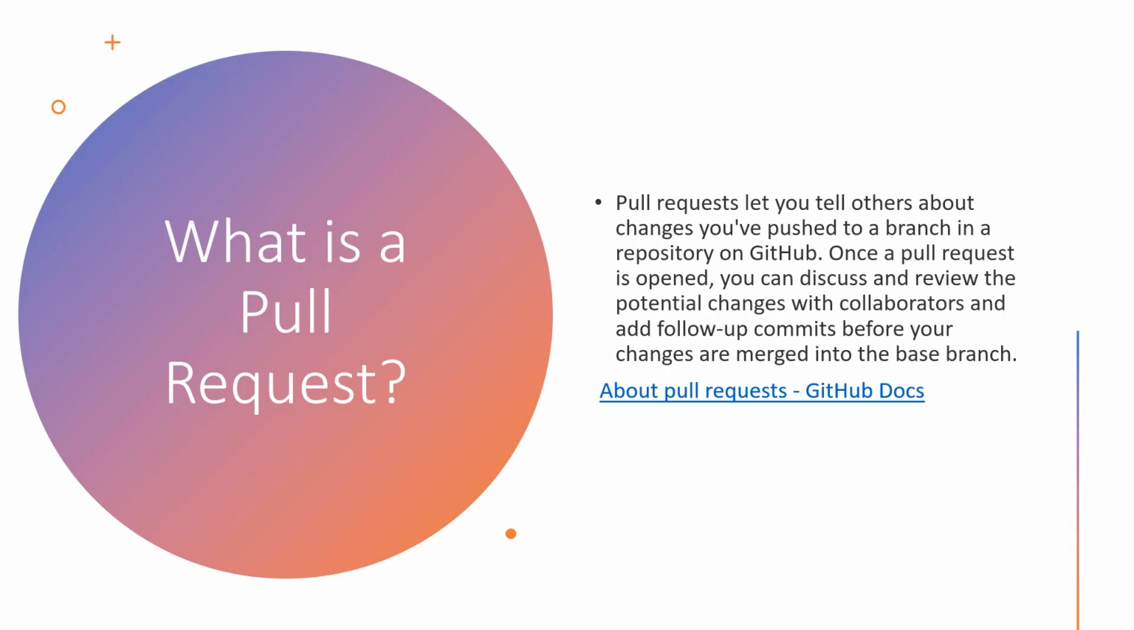First and foremost, we need to understand what a pull request is. The definition that I provided on the screen is found in the GitHub documentation. Basically, pull requests let you tell others about the changes that you've pushed to a branch in a repository on GitHub. Once the pull request is open, you can discuss and review the potential changes with your team members and add follow-up commits before your changes are merged onto the master branch. If you need further theoretical knowledge regarding pull requests, I suggest browsing the GitHub documentation.